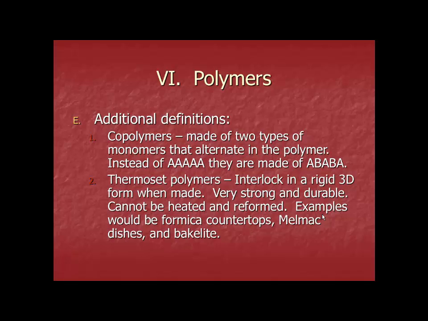So examples would be Formica countertops, Melmac dishes, or Bakelite. These are kind of older ones. The Bakelite was particularly brittle once you've thermoset it to the shape you need it to be.